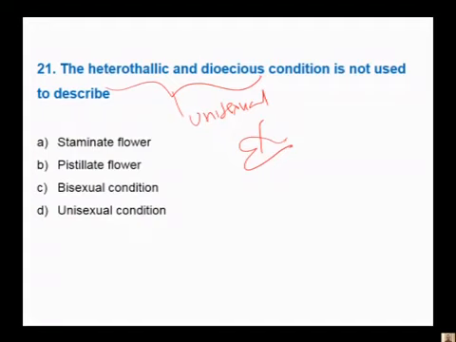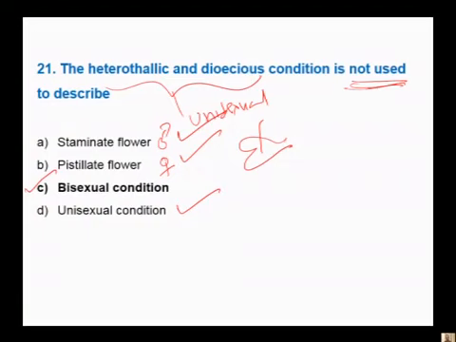Let us go to the options. Staminate flowers are the male flowers. Of course, they are unisexual. Pistillate flowers are the female flowers. Of course, they are unisexual. Unisexual condition is also correct. So the heterothallic and dioecious condition can be used for staminate, pistillate and unisexual flowers, but it cannot be used for the bisexual condition. Therefore, the answer is bisexual condition. The heterothallic and dioecious condition cannot be bisexual. It is unisexual. Next question.